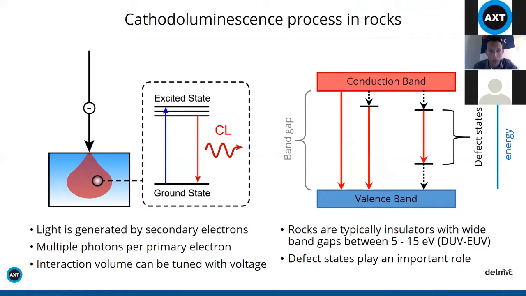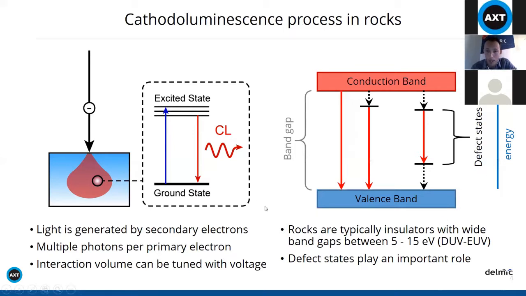Furthermore, the volume in which this process occurs strongly depends on the primary electron energy, so the acceleration voltage that you set in your electron microscope. And so if you increase the electron energy, you have a more efficient excitation because you inject more energy, but the volume will also be larger, which means that the spatial resolution is reduced a little bit. And so this is a trade-off that you have to deal with.